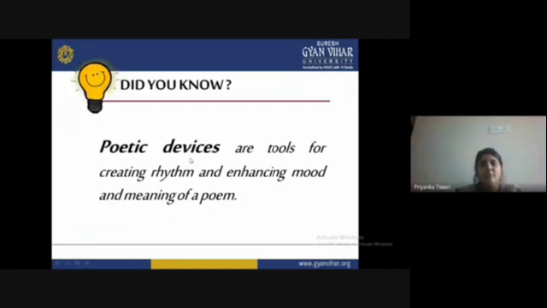Now we are just taking poetry devices. Poetry devices are some tools for creating rhyme and conveying the mood and meaning of a poem.